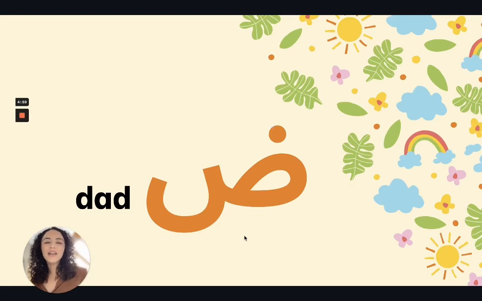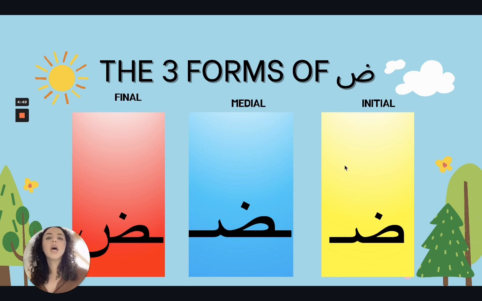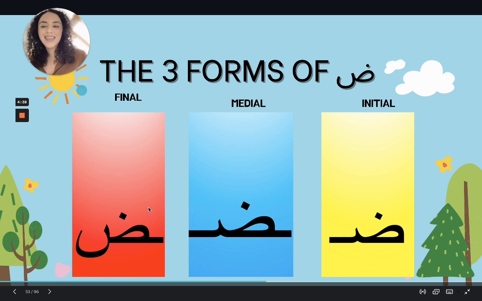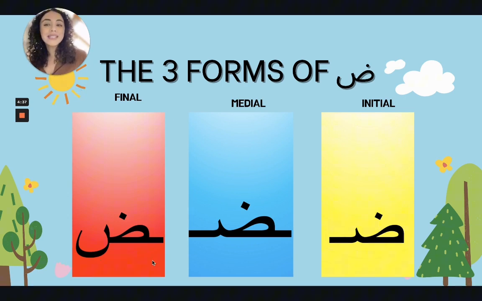Our next letter is Daad. Daad. Da, da, da. The three forms of the Daad are Daad at the beginning, in the middle, and at the end. Very similar to the Sod, isn't it?